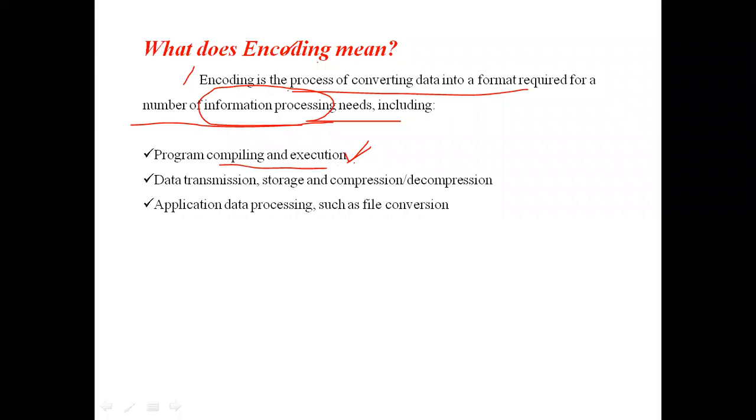When we write the program in a source language, that is a high level language, to which language is the program converted at the time of compilation? After compiling, the program is converted into machine language. From high level language, first it is converted to assembly language. Then from assembly language, it is converted to machine language. That means the program is converted from one language to another language. That is nothing but encoding. Regularly, we are doing this coding and encoding.